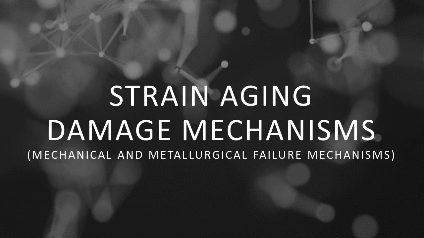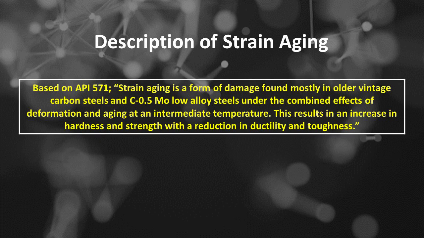Strain aging damage mechanisms is a part of mechanical and metallurgical failure mechanisms. Description of strain aging damage mechanisms based on API 571. Strain aging is a form of damage found mostly in older vintage carbon steels and C-0.5Mo low alloy steels under the combined effects of deformation and aging at an intermediate temperature. This results in an increase in hardness and strength with a reduction in ductility and toughness.